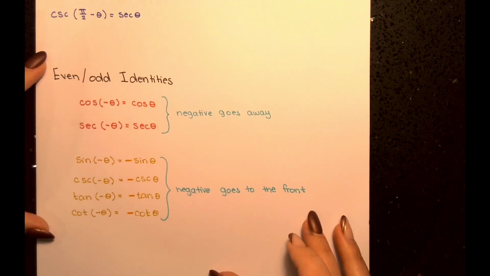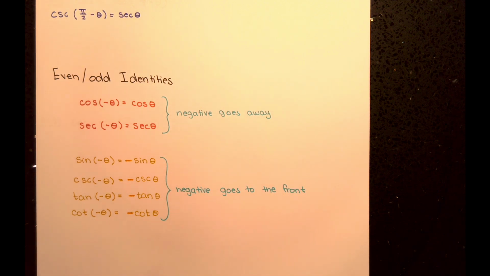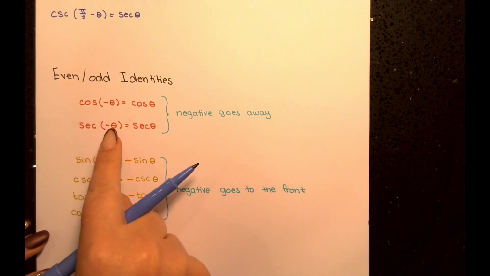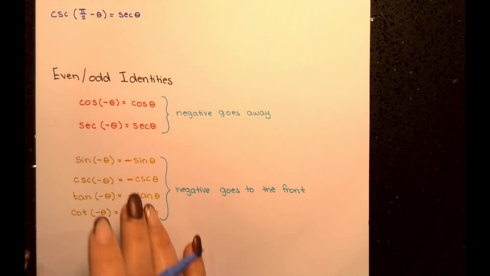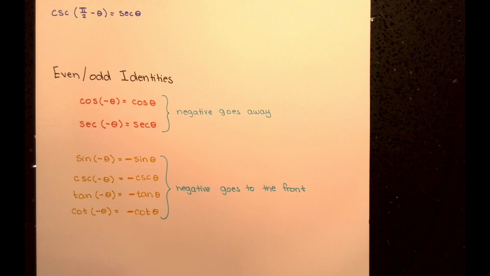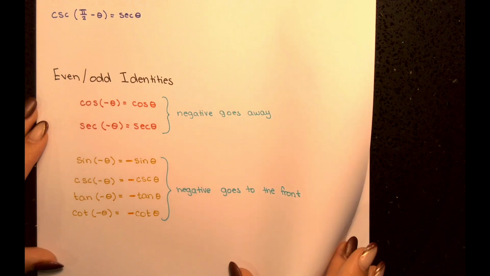And introducing you for the very first time are odd and even identities. We've seen odd and even functions in semester 1 in my class. This time we are applying odd and even to trig functions. For cosine and for secant, if the angle is negative, the negative disappears. For everything else, sine, cosecant, tangent, cotangent, you're bringing the negative out front. Okay, how do we use this? Let's do some examples.